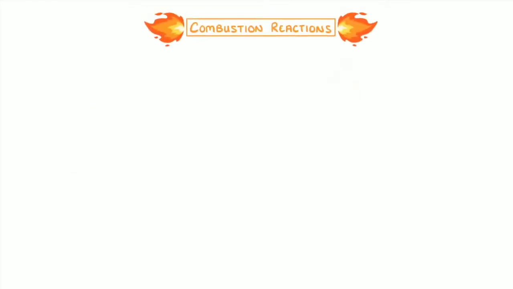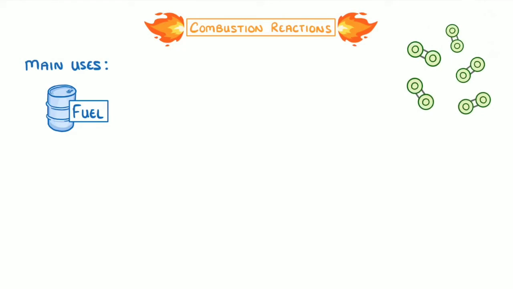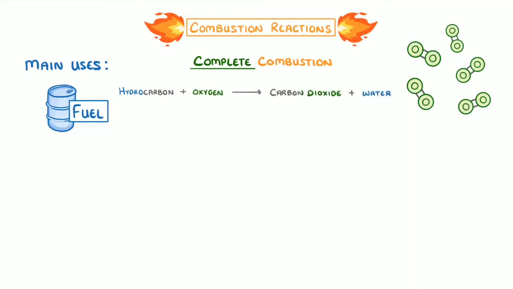The next thing we need to look at is combustion reactions. One of the main uses of hydrocarbons, like alkanes, is for fuel, because they release loads of energy when they're burned with oxygen. As long as there's enough oxygen available, we get complete combustion, which is when a hydrocarbon reacts with oxygen to form carbon dioxide and water, releasing loads of energy in the process. So we could say that it's an exothermic reaction.